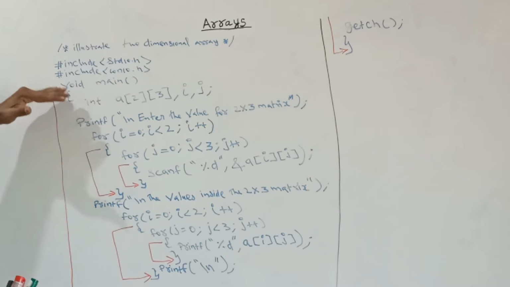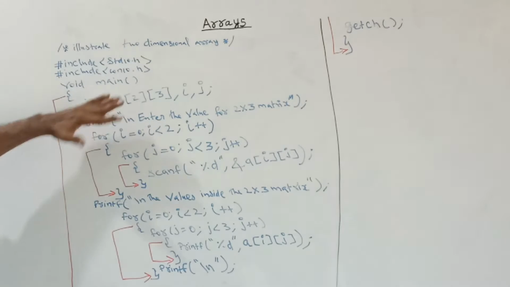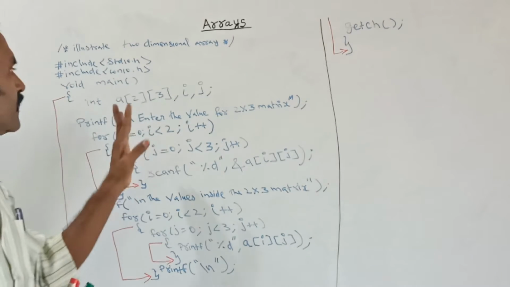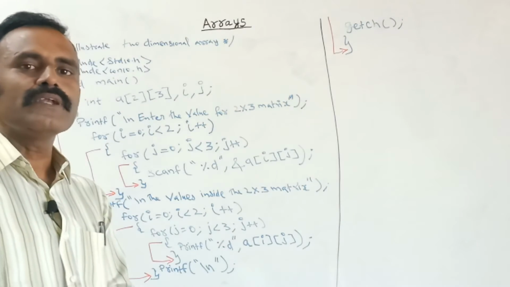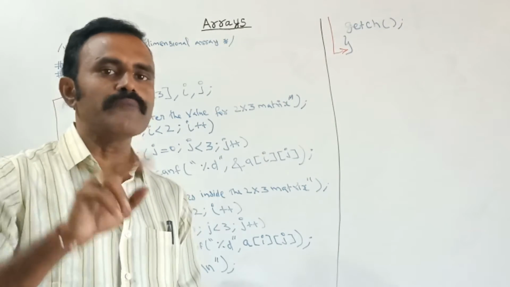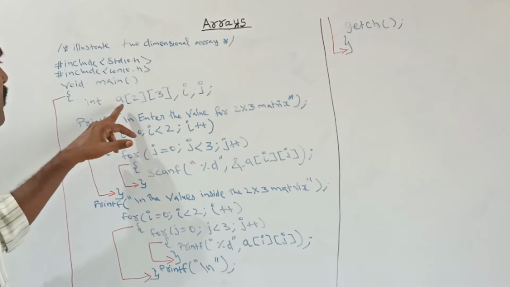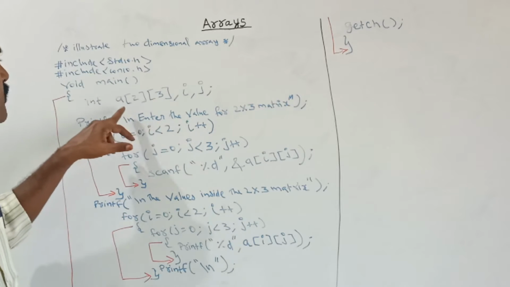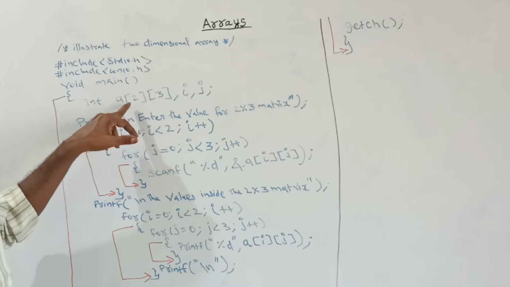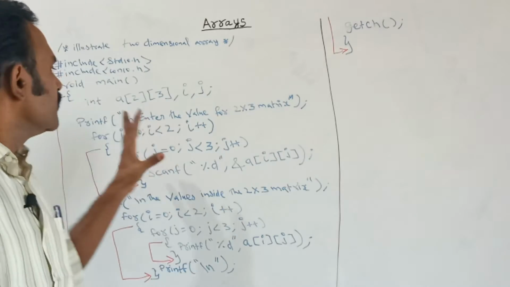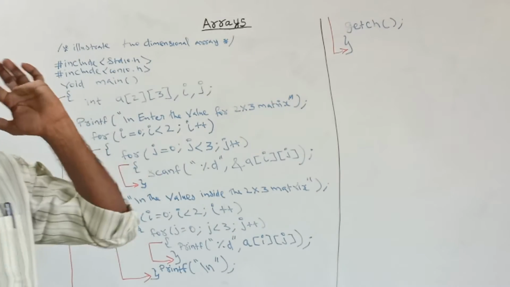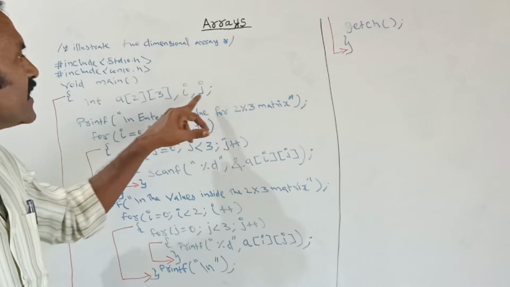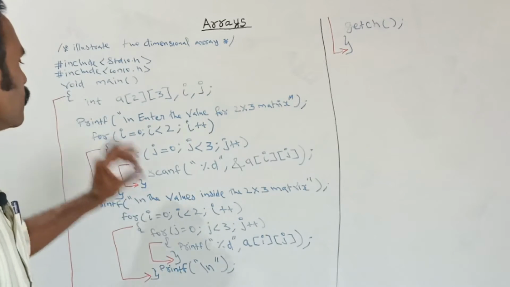Here as usual, first the header file, after the header file the main program. Here I am declaring 3 variables. The first variable is an array variable, that is a 2-dimensional array. My variable name is a of 2 and 3. That means I can store up to 6 values, in 2 rows and 3 columns. And i and j are the variables used for the for loop.